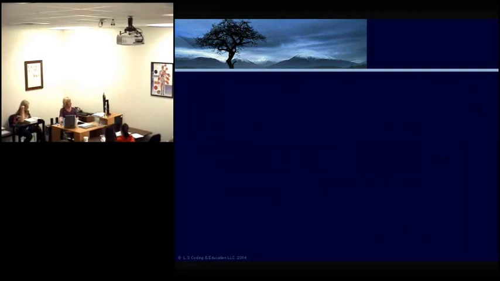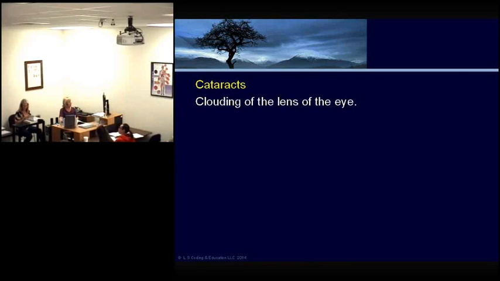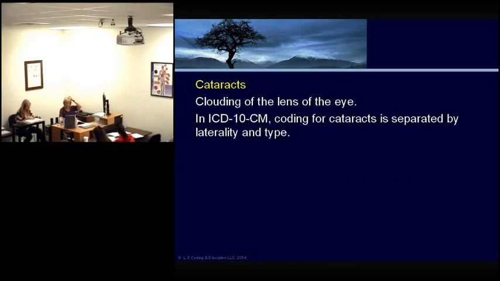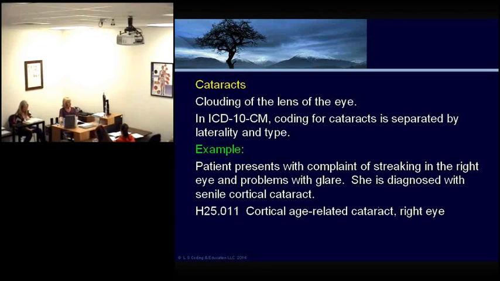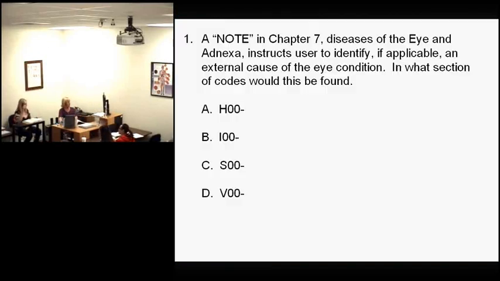Then we talk about cataracts. Clouding of the lens of the eye. In ICD-10, coding for cataracts is separated by the laterality and type. So an example would be, patient presents with a complaint of streaking in the right eye and problems with glare. She's diagnosed with a senile cortical cataract. Then it's going to be H25.011 cortical age-related cataract right eye. So remember your laterality. All right, let's try practicing some.